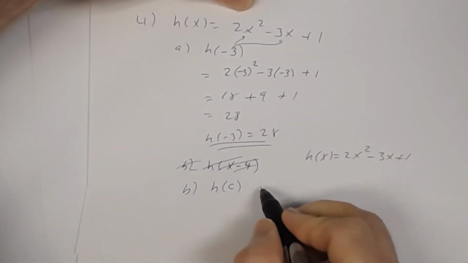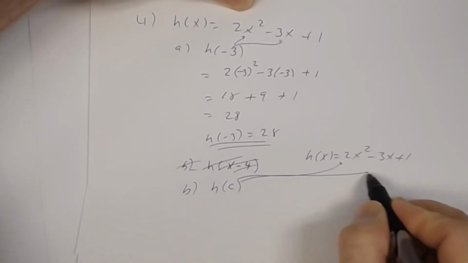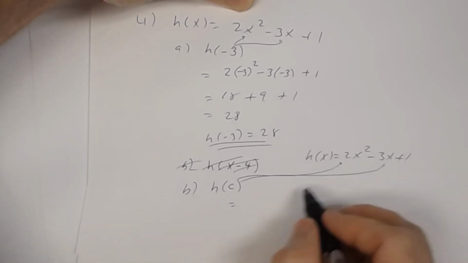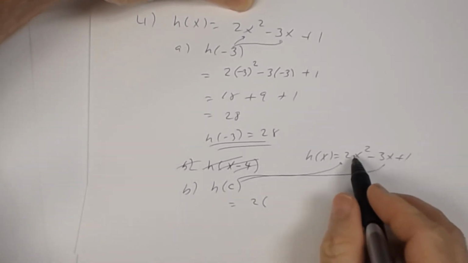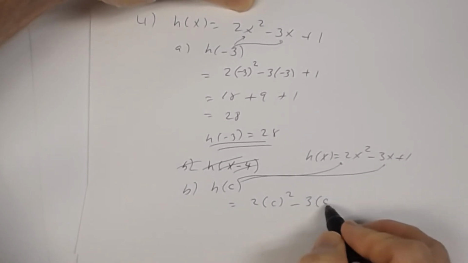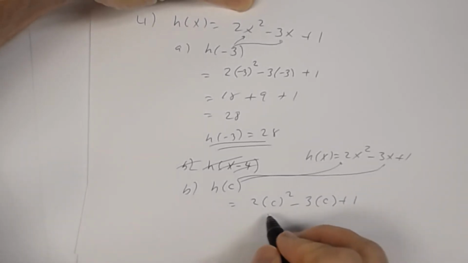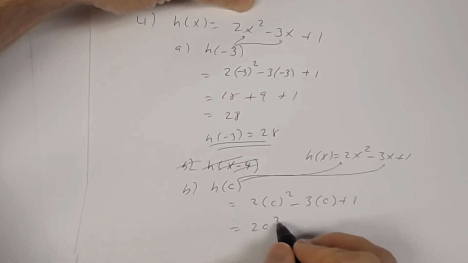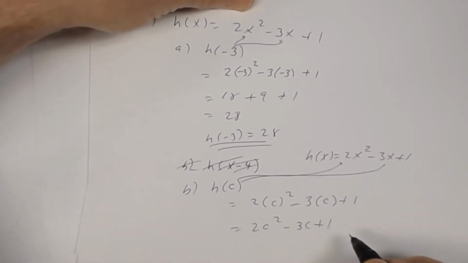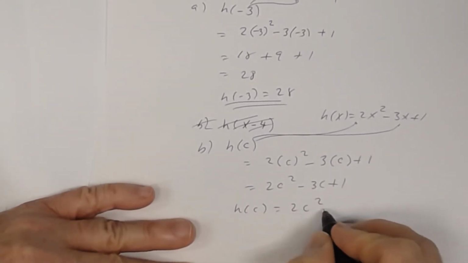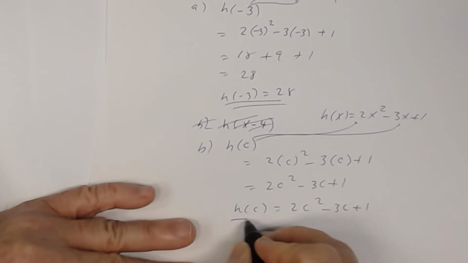So where we see the variable x, I'm going to substitute c. You see I see it twice, right? So in your mind, you're saying this: I'm going to get 2 times, substituting c and squaring it, minus 3 times, substituting c, plus 1. But let's make this look a little bit better without the parentheses. So this is 2c squared minus 3c plus 1. So your answer, h of c, will be 2c squared minus 3c plus 1.